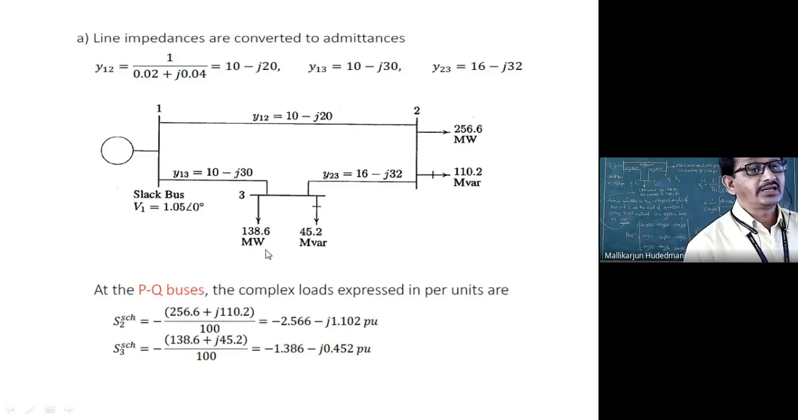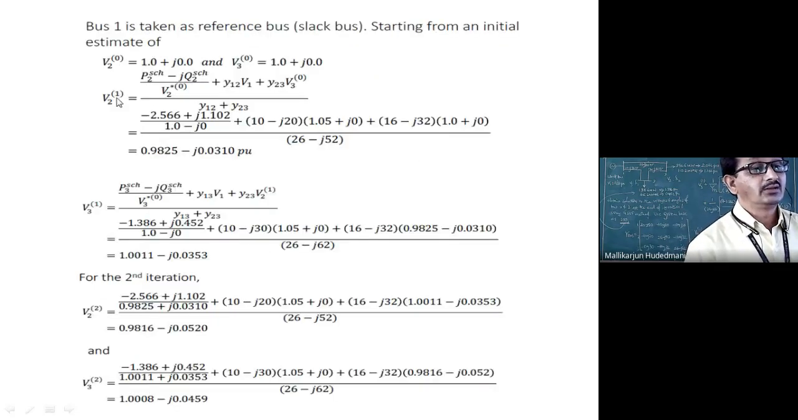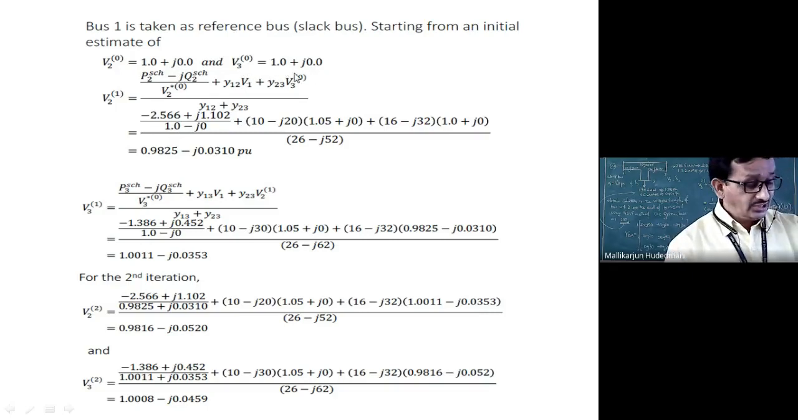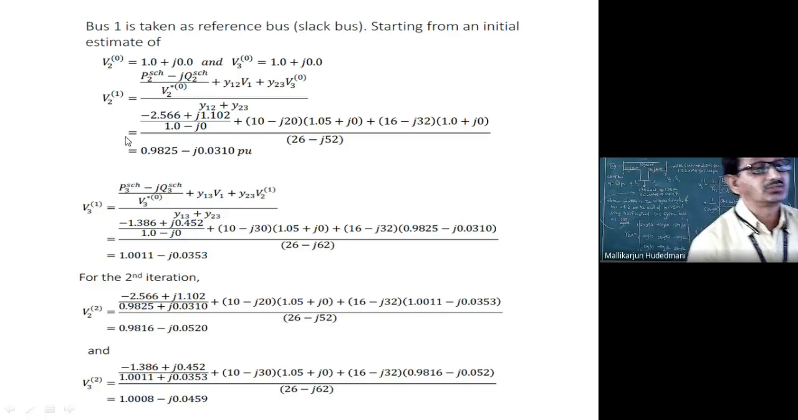Then for them I require a flat start, which is given here. I use the initial estimate, the initial value, 1 plus j0. Can you see here? V2 superscript 0 is 1 plus j0. It can be 1 angle 0 in polar form also; no matter. V3 is also 1 plus j0. They are called the initial estimates of voltages.